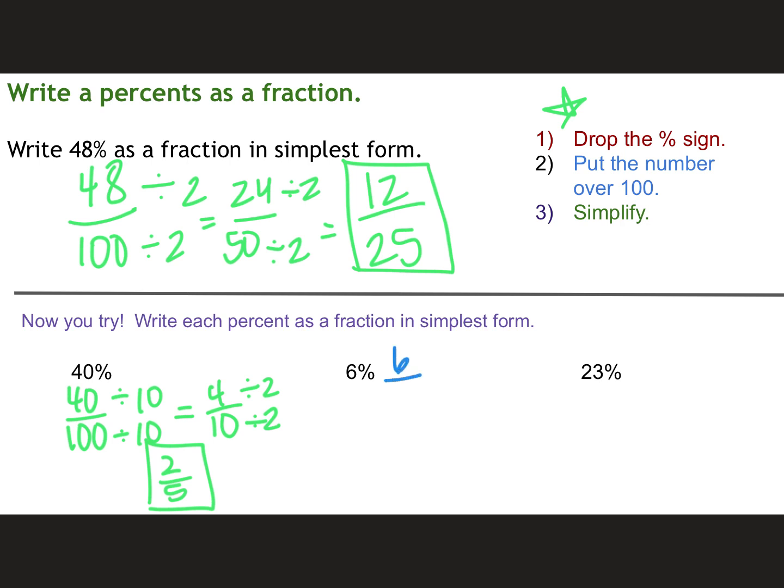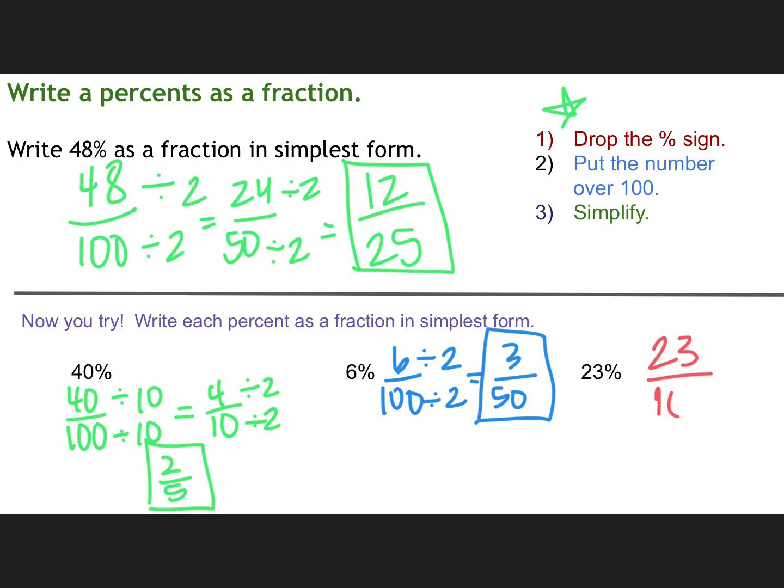6%, put the number over 100, and simplify. I know I can divide both of them by 2, which would be 3 over 50. And I think then that would be in simplest form. Next one, 23%. Again, write the percent over 100. And 23 is prime, and 100 is not divisible by 23. So then that is my fraction in simplest form.